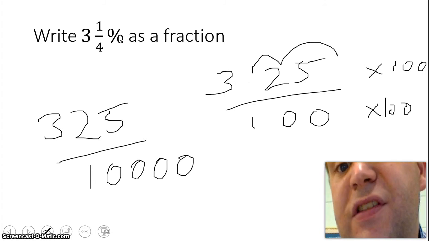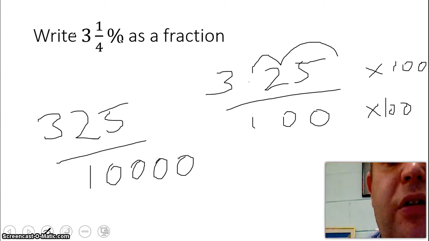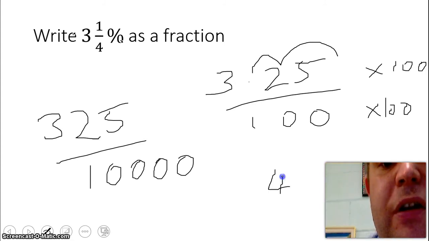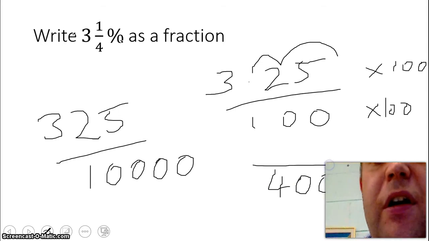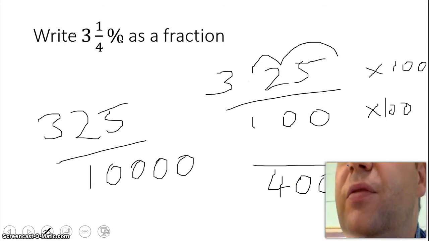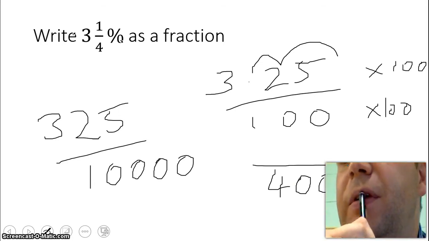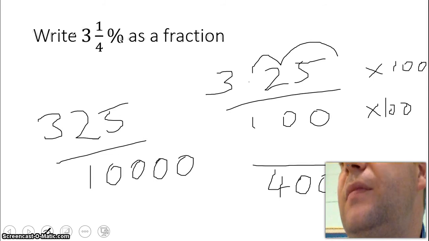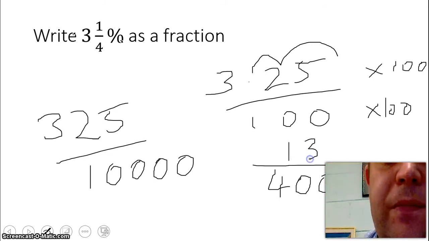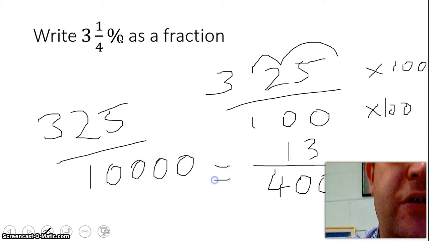Now, we can simplify this down a bit further by finding a common factor. I'm going to make a denominator out of 400, and I'm going to say 325 divided by 5. We're going to get something really nice. We're going to get, looking at my notes, 13 out of 400, which is a nice way to solve that question.